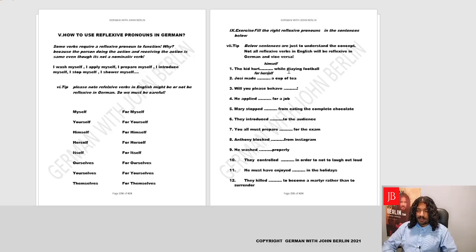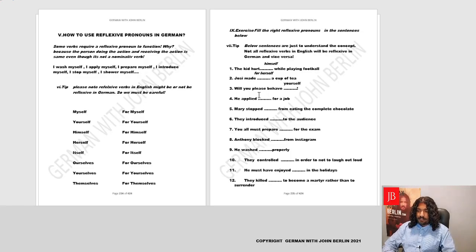Again I'll repeat: when the accusative part of the sentence is a person, you'll have an accusative reflexive pronoun. But when the accusative part of the sentence is a thing, you'll have a dative reflexive pronoun, like for myself, for yourself, etc. Okay, will you please behave? Now it'll be yourself. We could write here yourself. This is accusative.